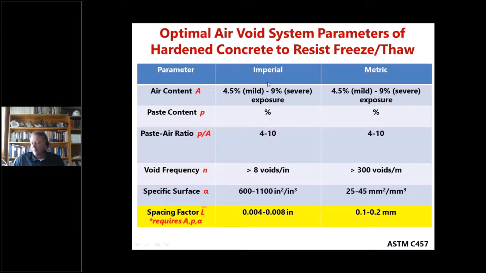Void frequency, again, I'm just looking at imperial or English units, they recommend greater than 8 voids per inch. Specific surface, anywhere between 600 to 1100 square inches over cubic inches, area over volume, and the spacing factor. This is what they recommend. In other words, these are the values that ASTM recommends for the concrete to best resist freeze-thaw damage. Of the bunch, spacing factor is probably the most important variable to pay attention to.